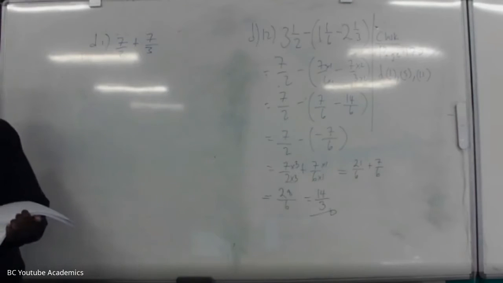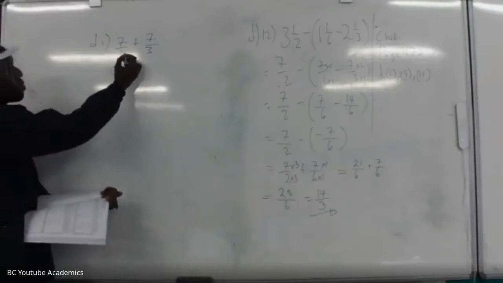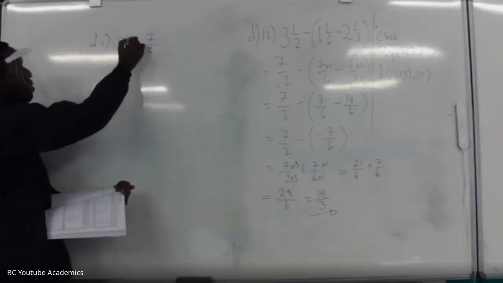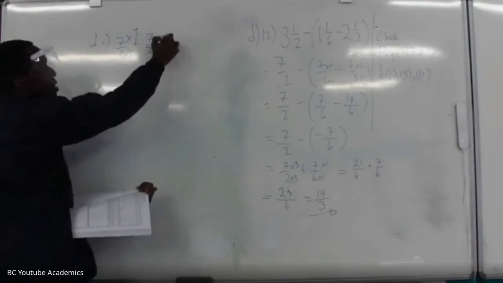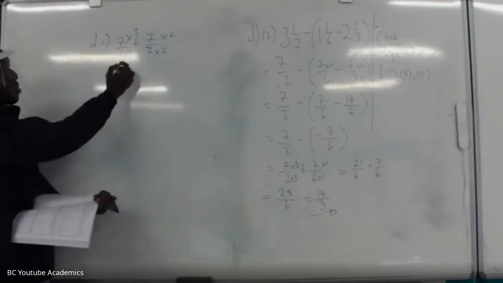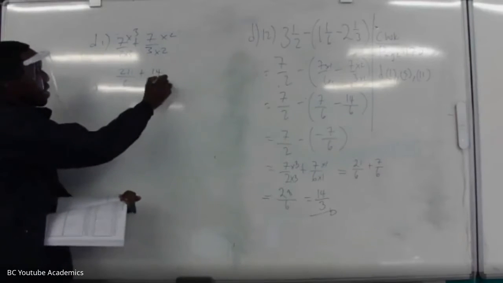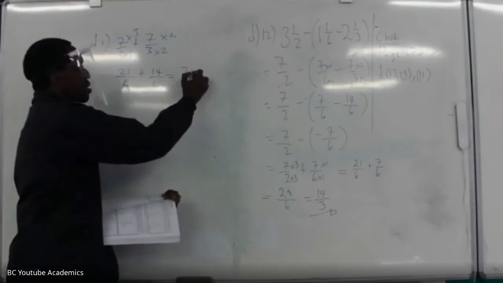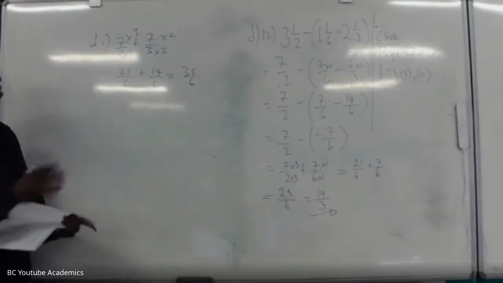Which then you find the lowest common denominator, which is 6. So therefore, we multiply by 3 and multiply by 2, which would then give you 21 over 6 plus 14 over 6, which is equal to 35 over 6. Right, well done. So then we move on to 5.